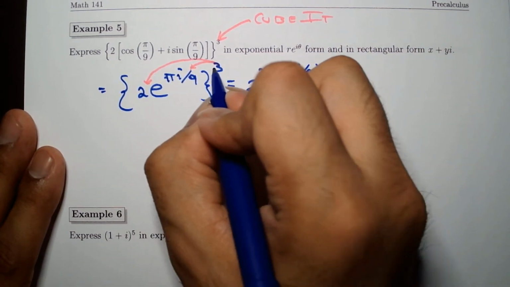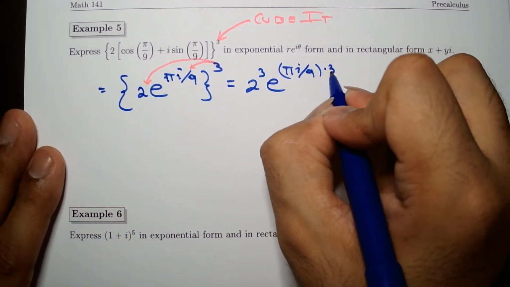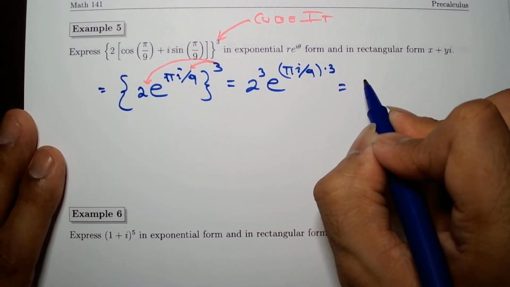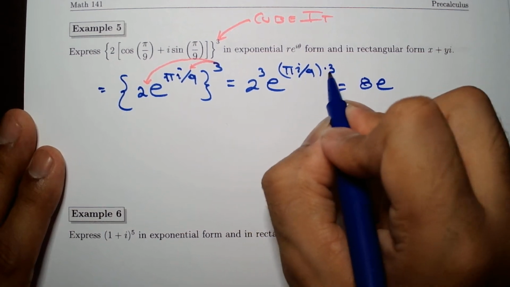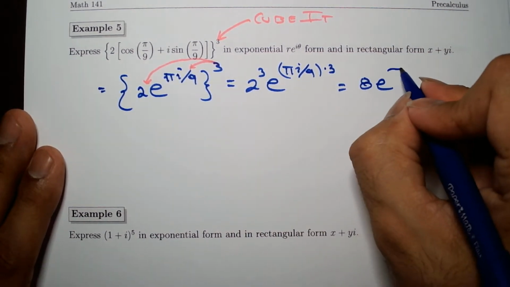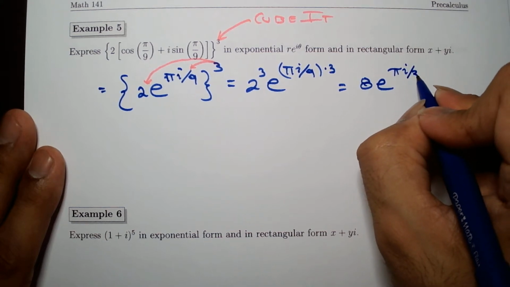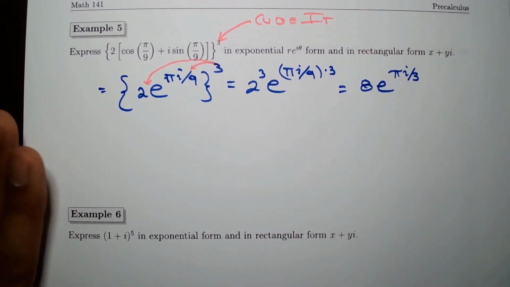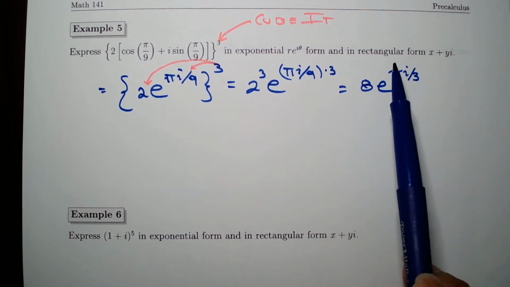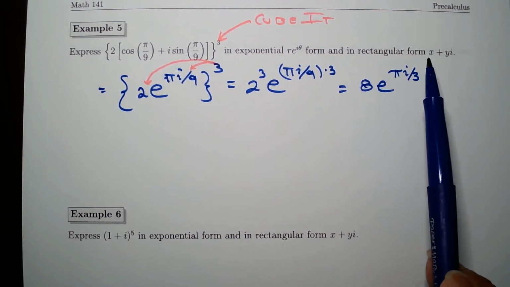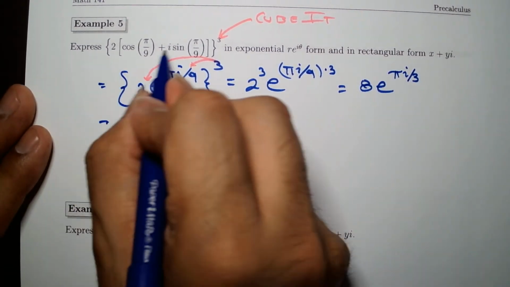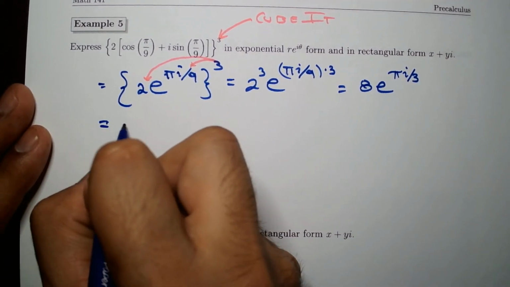Power over to another power, we multiply the powers. So that's 2 to the third, that's 8, times e to the 3 pi i over 9, and 3 over 9 reduces to pi i over 3. So that's the answer in exponential form. They're asking us to write it in rectangular form. In order to do that, we need to go back to polar first.